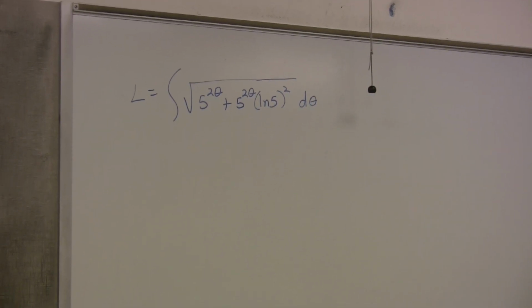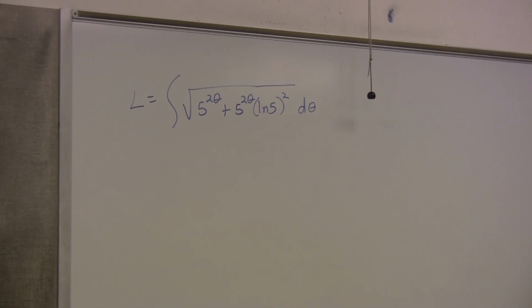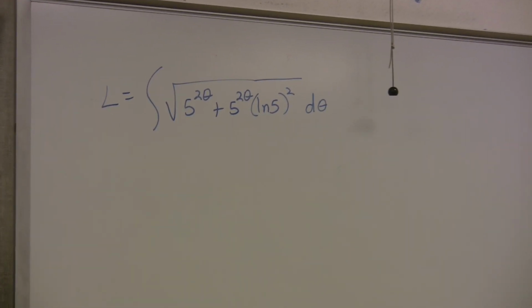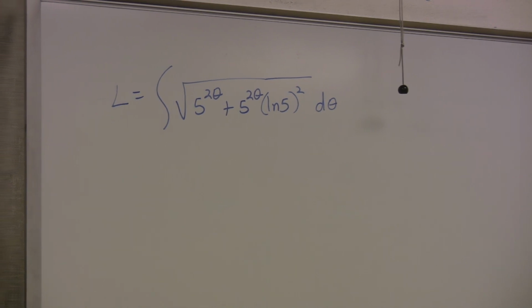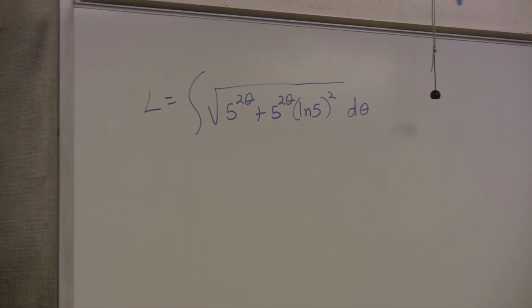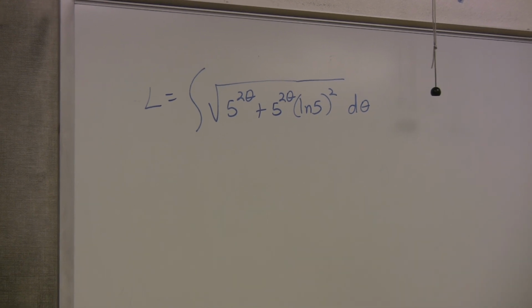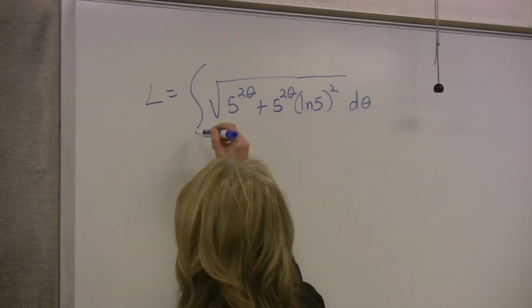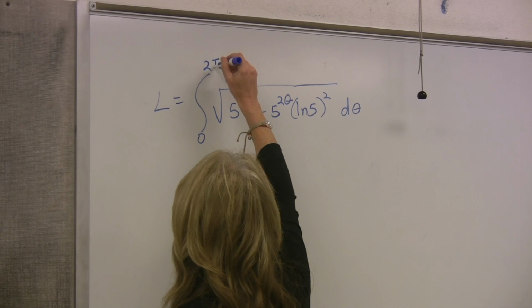Can we simplify that at all? Guys over here saying, factor out 5 to the 2 theta. We could factor out a 5 to the 2 theta. It's in both terms, might as well factor it out. Oops, I got my bounds wrong, sorry. 0 to 2 pi.